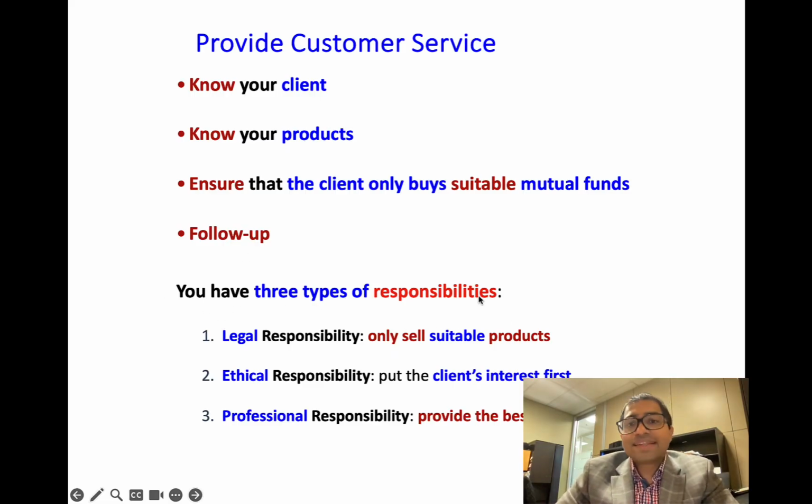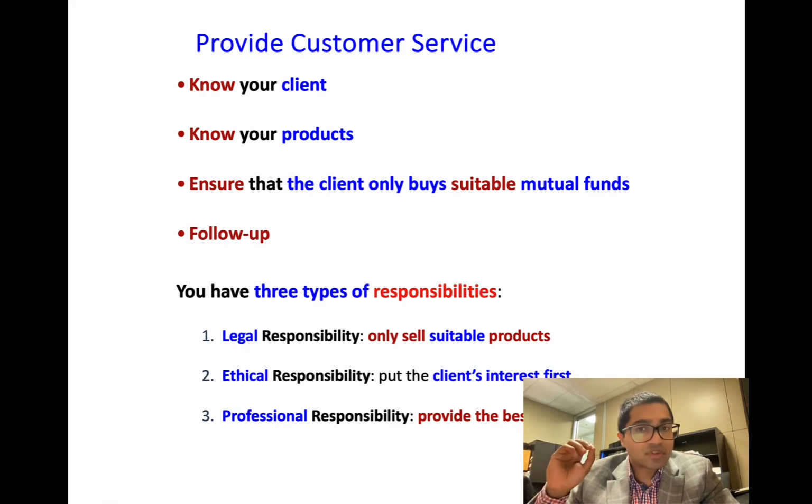So you need to ensure that the product remains suitable for your client. So you have 3 legal responsibilities. Your legal responsibility is only sell suitable product. Okay, if the product is not suitable, you do not sell.